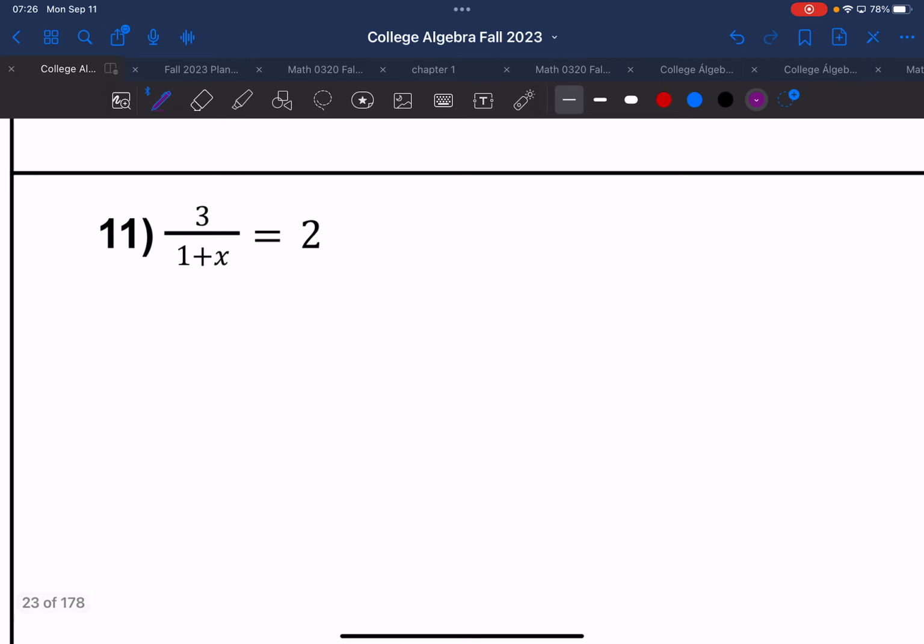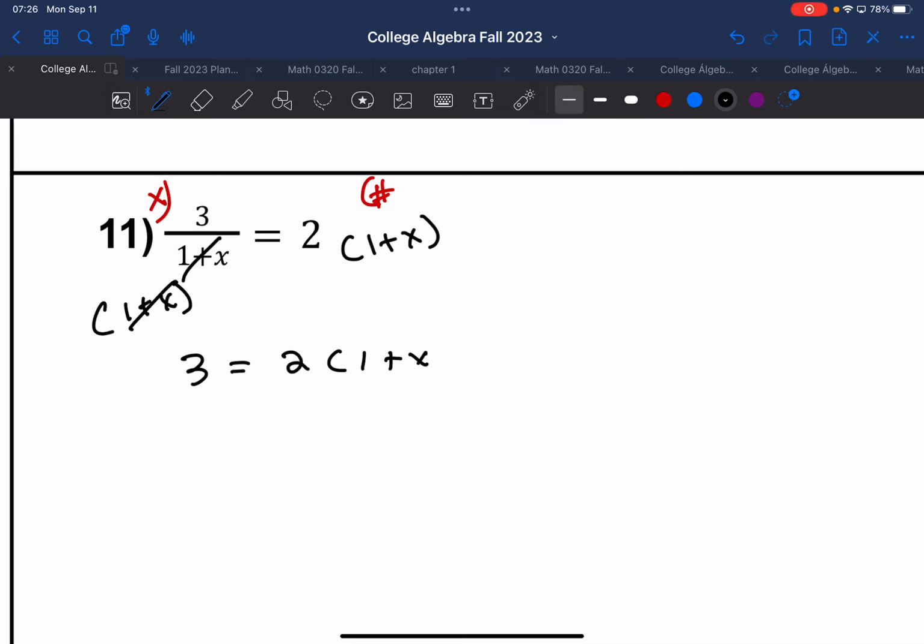Number 11, what do you think we got to do first here? Say it a little louder. We're going to multiply, but we're going to multiply by what? 1 plus x. Good. Whatever is in that denominator is what we're going to multiply both sides by. Okay. When we do that, that 1 plus x in the denominator cancels. And so we're left with 3 is equal to 2 times 1 plus x.